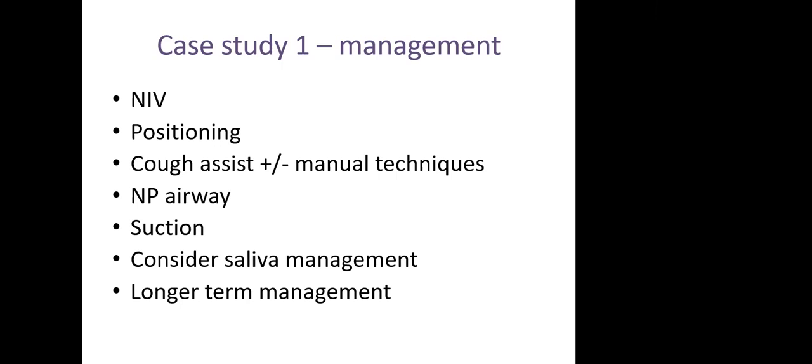We can look at positioning to try and optimise some of that recruitment from the NIV, and also thinking about our secretion clearance. We've said that this person's going to have a poor cough, so cough assist is going to be indicated. We're going to put this person in the red zone from that previous diagram. We potentially then need an airway and some suction to effectively clear what we might move with the cough assist. Longer term, of course, considering saliva management, and as we stabilise this person, we'll be thinking about the longer term management.